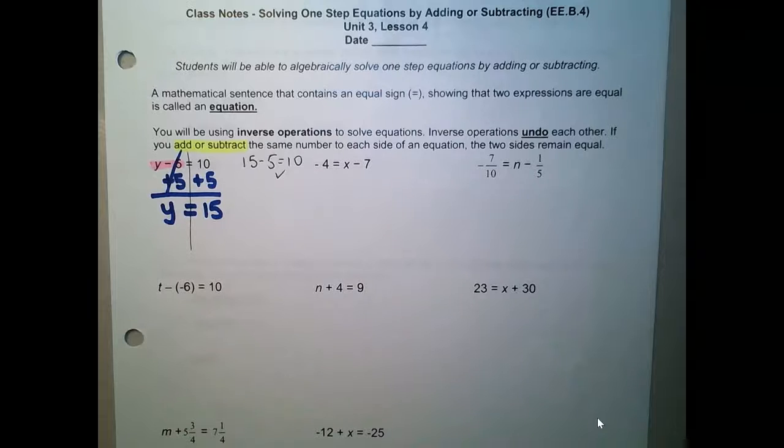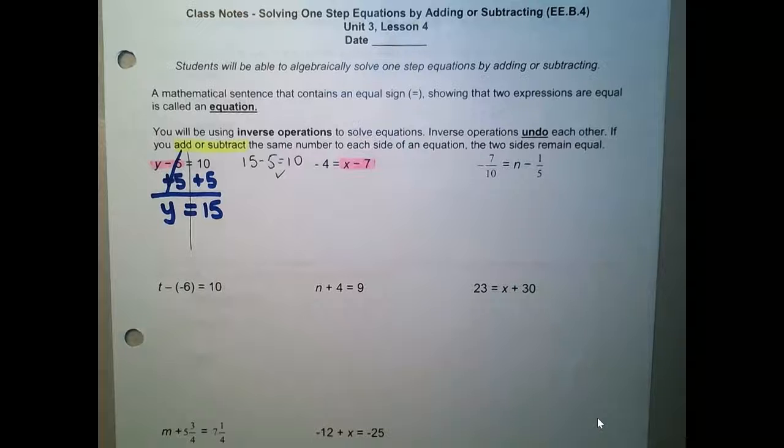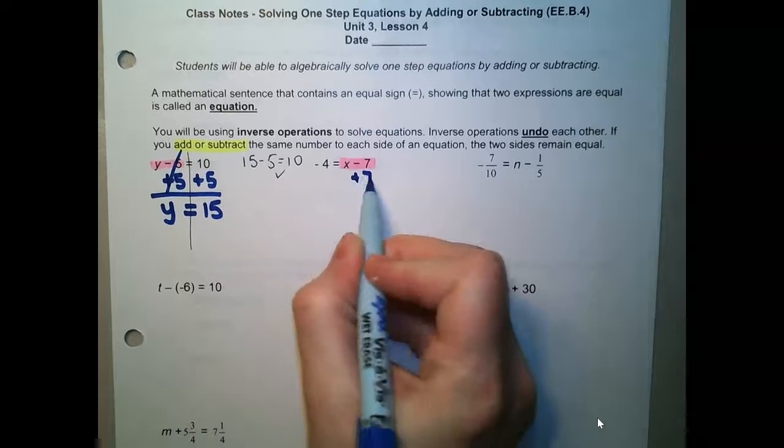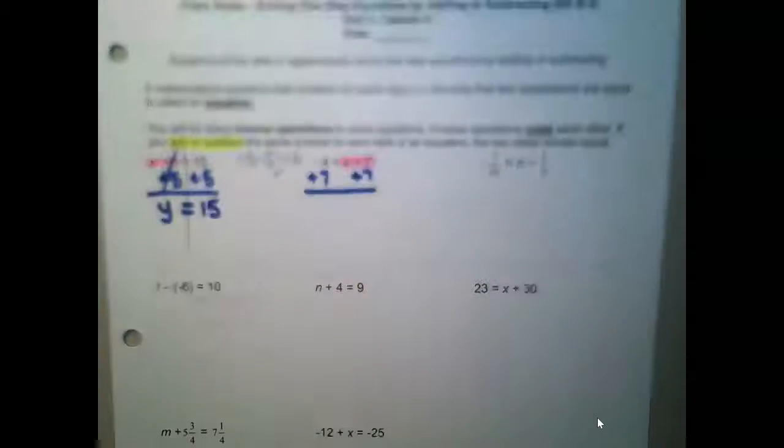All right, next one. We want to identify the side that has the variable. In this case, the variable's on the right. So we're going to look at the right side. What's bothering our variable x? X minus 7. So there's a subtract 7 there. And in order to get rid of a subtract 7, the inverse would be to add 7. So we're going to add 7 on the right. And in order to keep them equal and balanced, we will add 7 on the left.